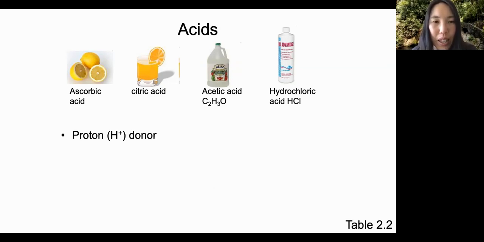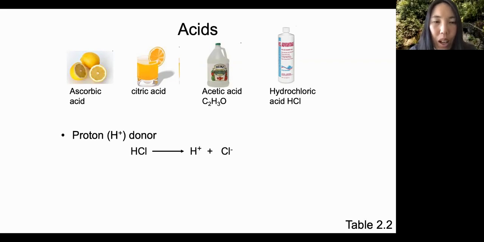A proton is a hydrogen atom that has lost or donated its one electron. Recall, a hydrogen atom consists of one electron and one proton. So if you remove the electron, then you are left with the one proton. Hence, it is a proton donor.